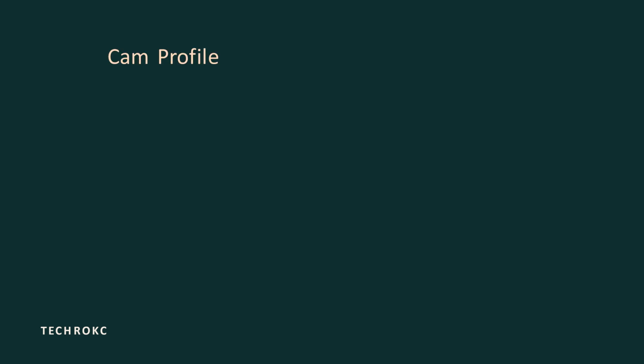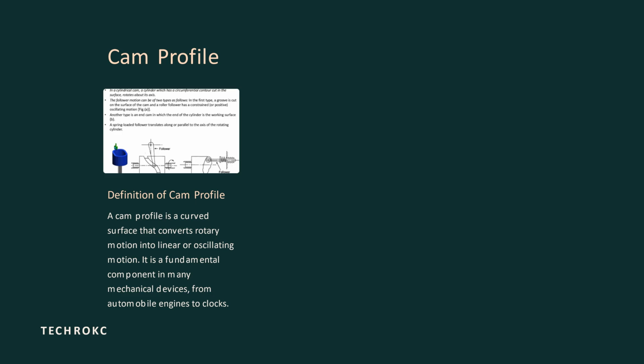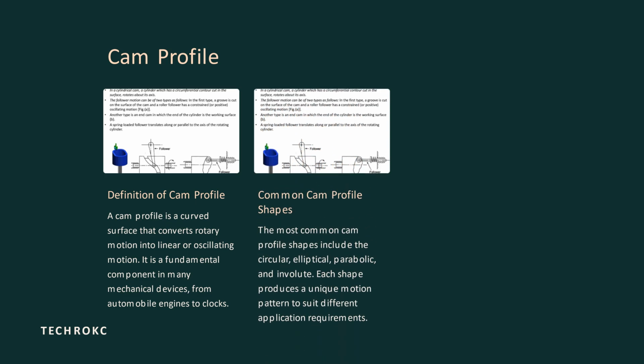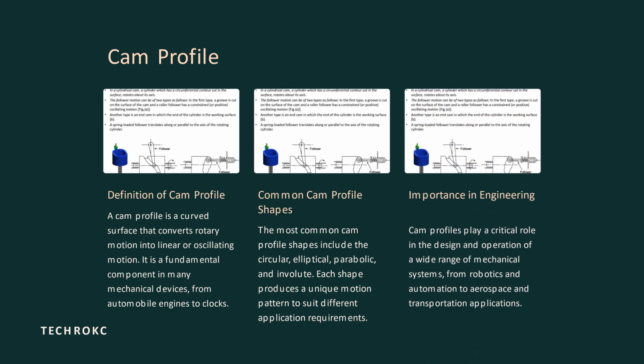First, we have the cam profile. The cam profile is a curved surface that converts rotary motion into linear or oscillatory motion. It's a fundamental component in many mechanical devices, from automobile engines to clocks. The most common cam profile shapes include circular, elliptical, parabolic, and involute. Each shape produces a unique motion pattern to suit different application requirements.